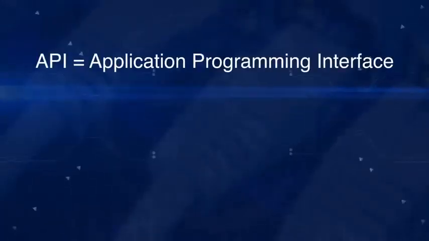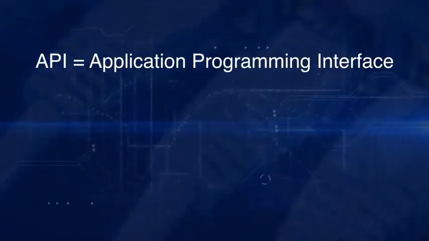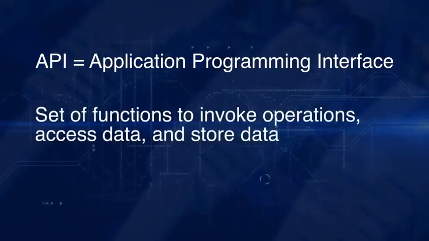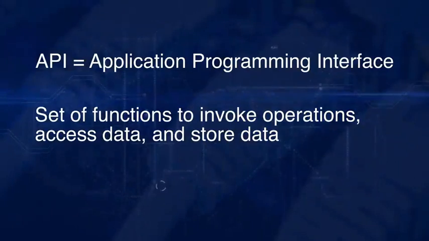What is an API? API, or Application Programming Interface, is a convenient and standard way to expose a set of functions related to a specific dataset and services. APIs also lend to reusability of code. An API publishes a set of functions or methods that can be used programmatically to invoke operations, access data, and store data.